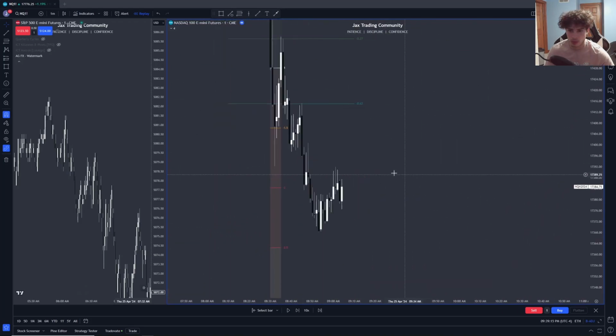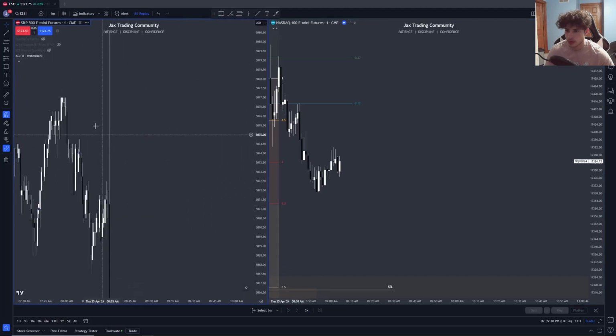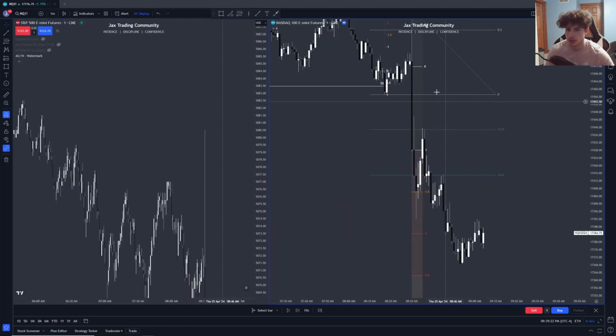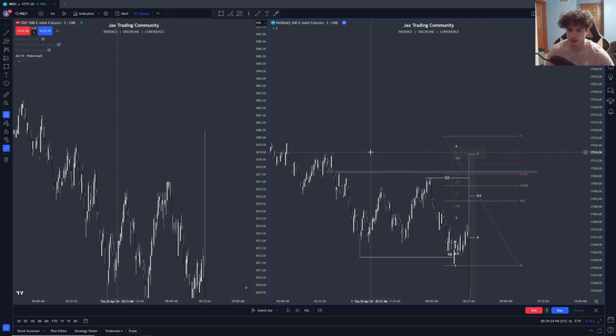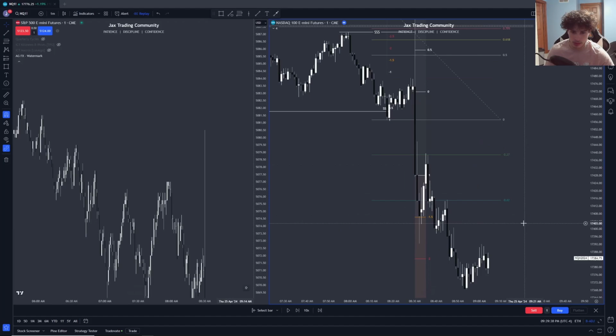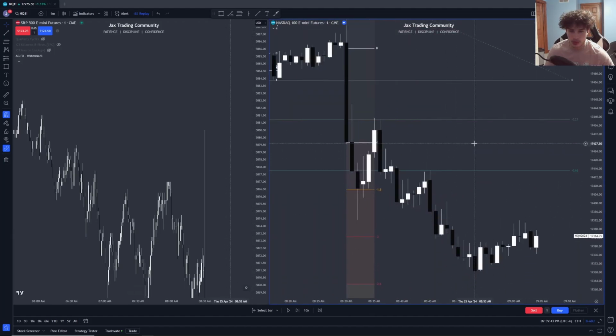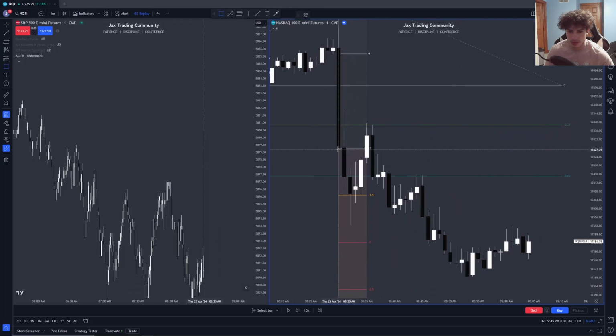So watching action here, let's see, was there any SMTs at this high? So this did not take the high. Did it take the high here? Yes, okay. So right here, we have a very small SMT. And with SMT, the first fair value gap that it taps is usually what it respects. So that's what did happen here.